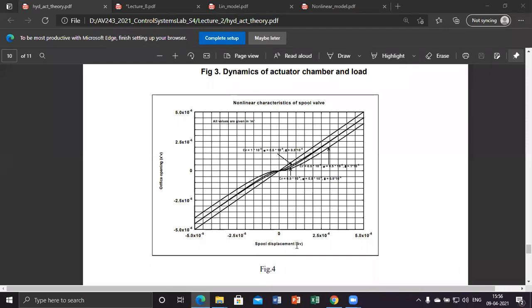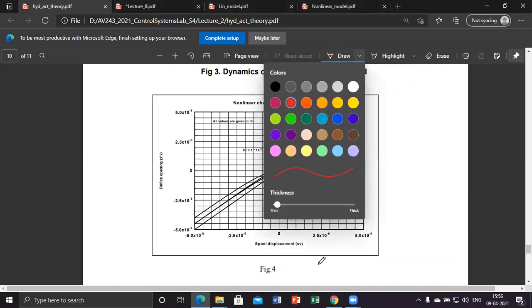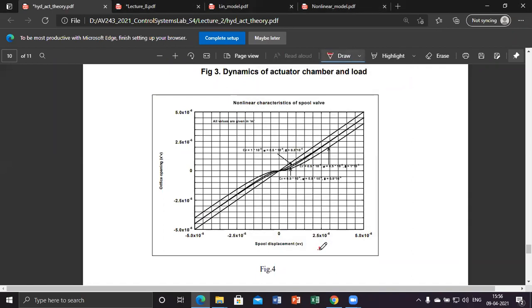The spool displacement is a mechanical displacement. That is nothing but our YV, and orifice opening is the effective hydraulic displacement, XV. You can correct it accordingly. I will put it, this is YV and this is XV.